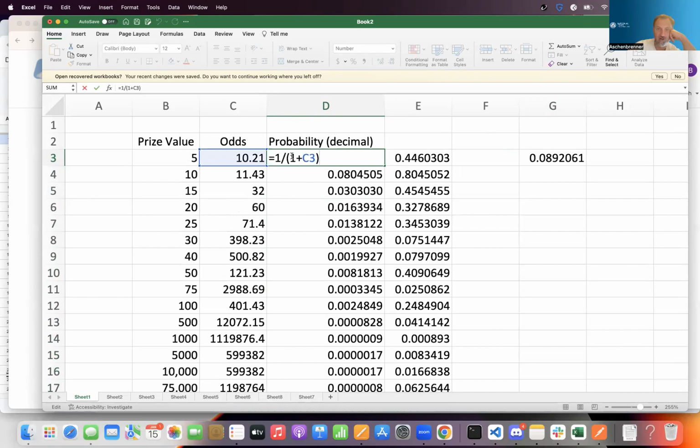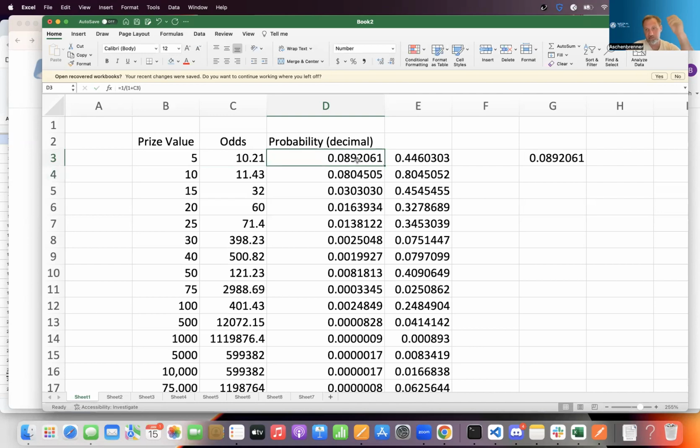So how does it work? So C3, remember we said that the name of a specific cell is designated by its column and its row. So C3 is this number 10.21. So I'm basically telling Excel to take 1 and divide it by the sum of 1 plus whatever's in C3, which is this number. And it gives me the exact same answer there.